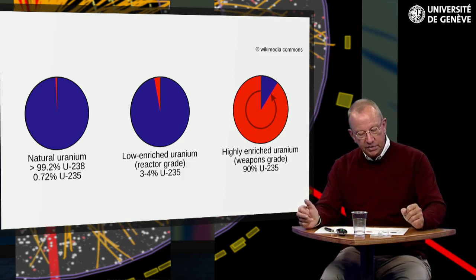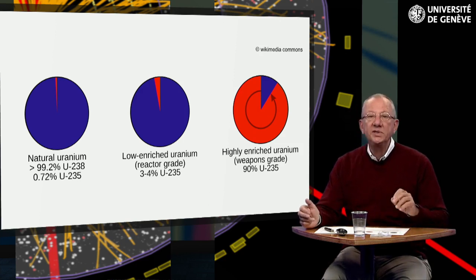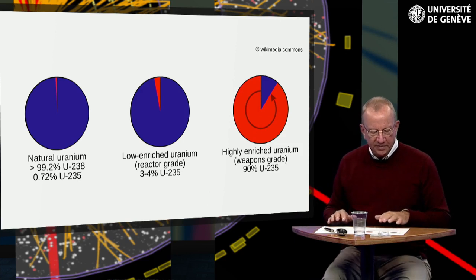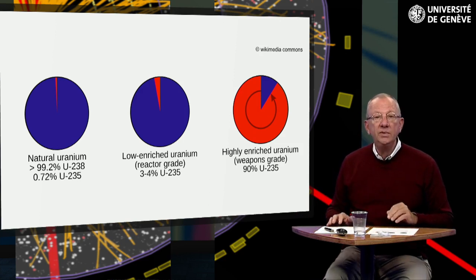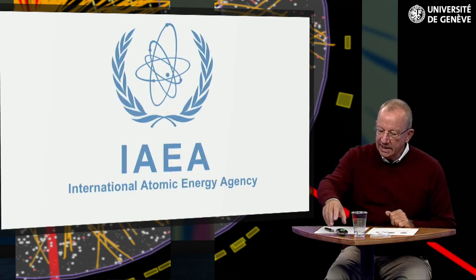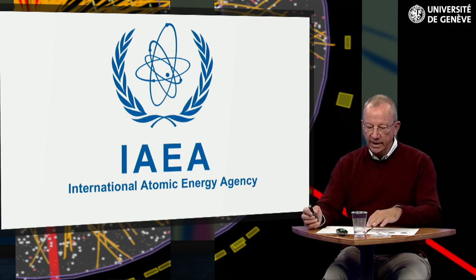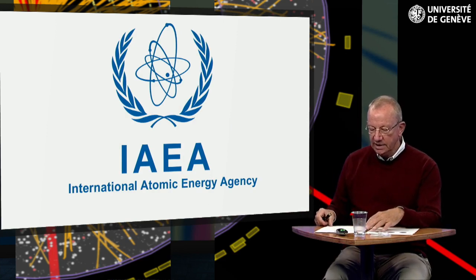A nuclear bomb usually contains at least 85% of uranium-235, but a simple and ineffective weapon can already be obtained with a minimum of 20%. The International Atomic Energy Agency, IAEA, attempts to monitor and control the production and storage of fissile materials around the world.